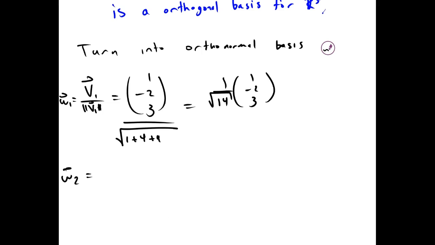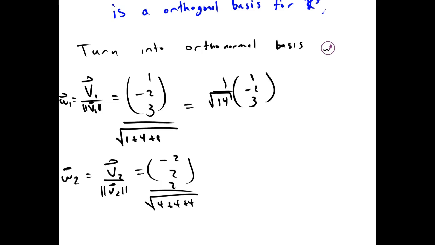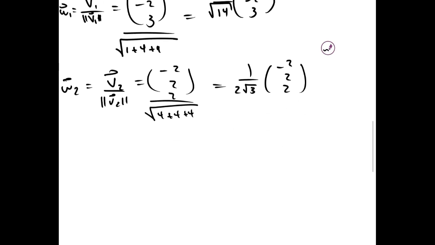W2 will be V2 divided by the magnitude of V2. So negative 2, 2, 2 divided by the square root of 4 plus 4 plus 4, which is 2 root 3, times negative 2, 2, 2. And then W3 will be V3 divided by the magnitude of V3, which is 5 sevenths, 4 sevenths, 1 seventh.